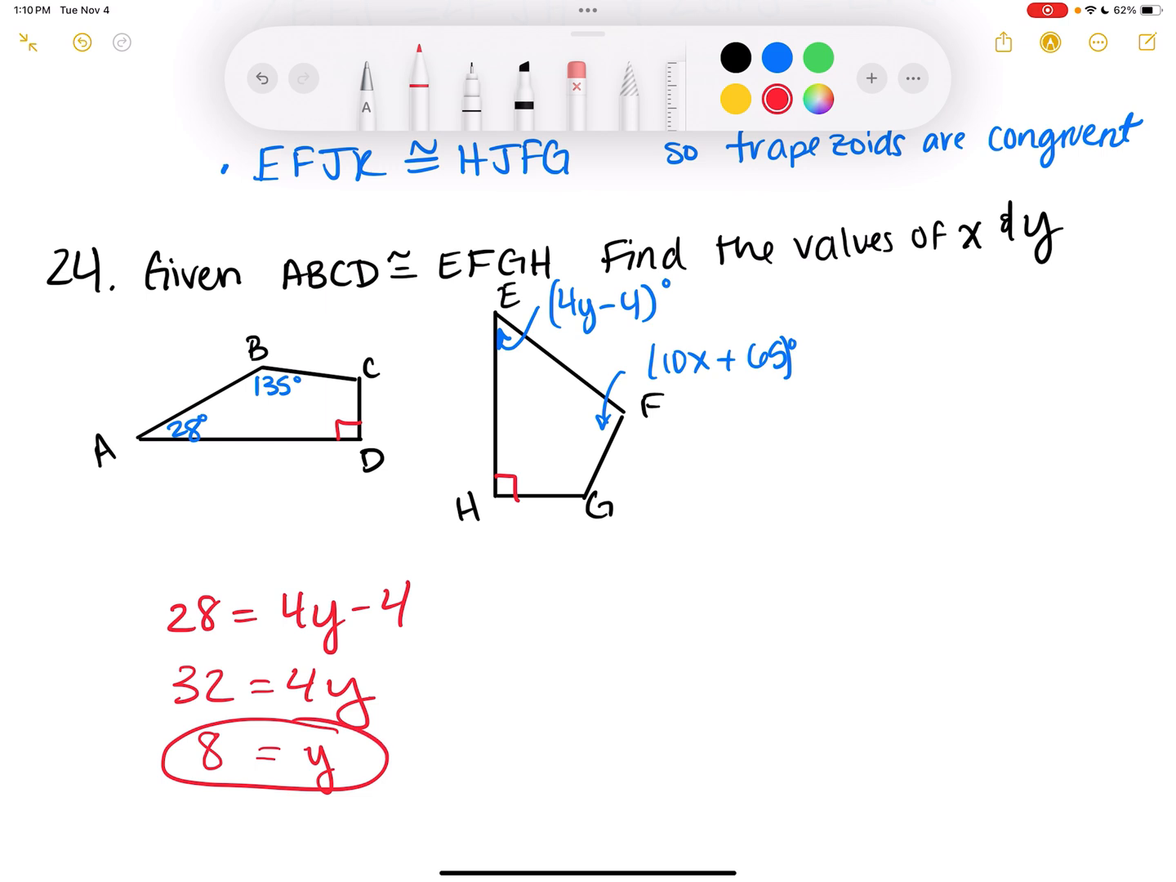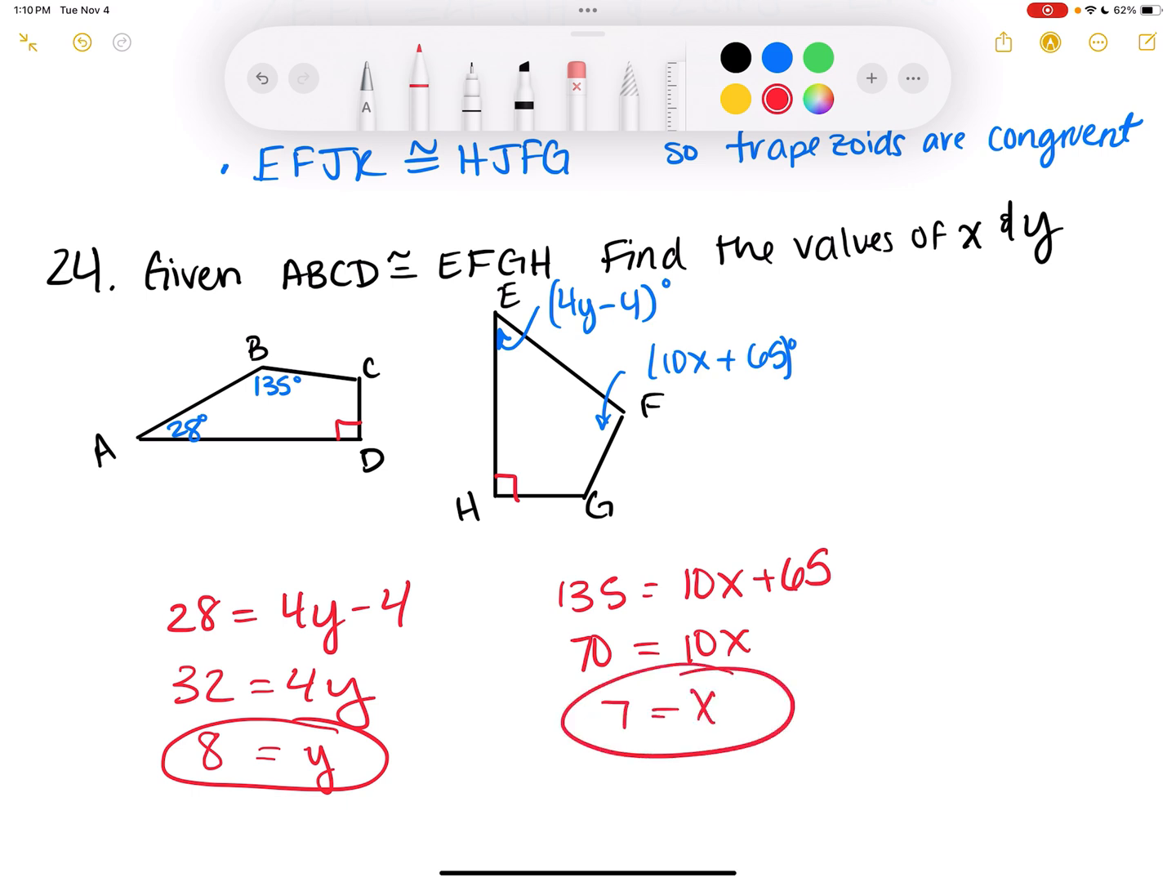And then for x, I know that B and F have to be the same, so I've got 135 equals 10x plus 65. So then subtract 65. Yep, 70 equals 10x. Divide by 10, so x equals 7. So those are the two values that I was solving for.